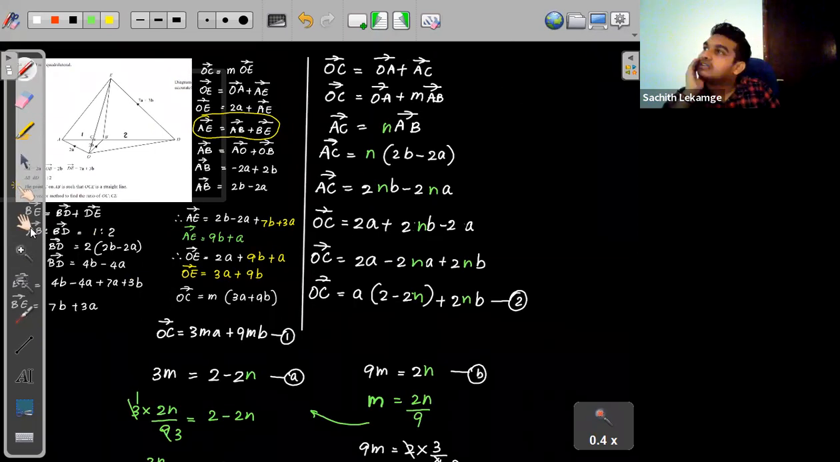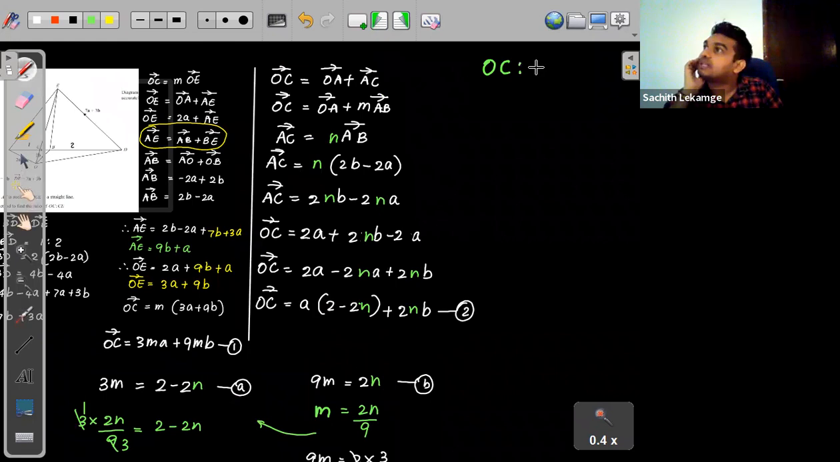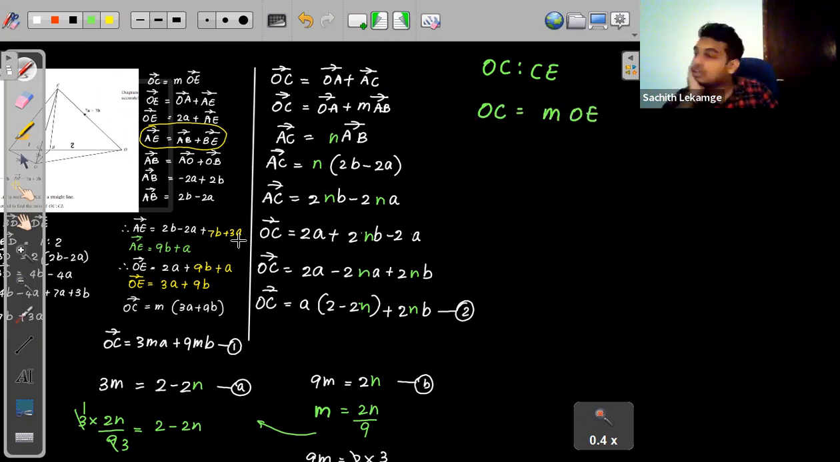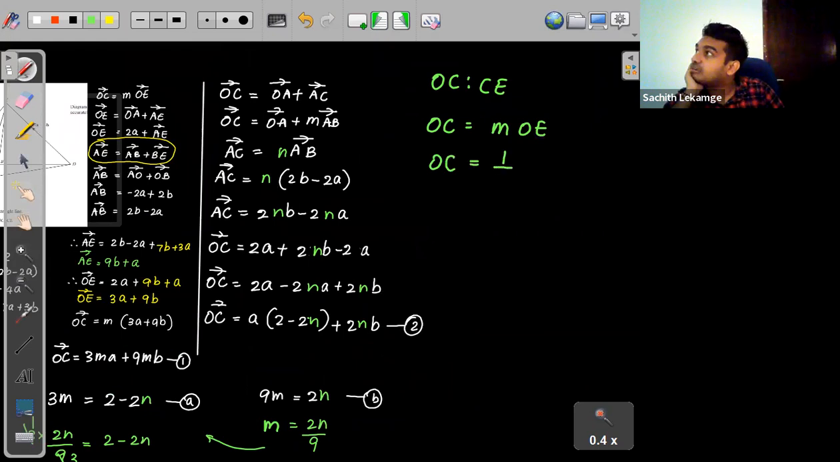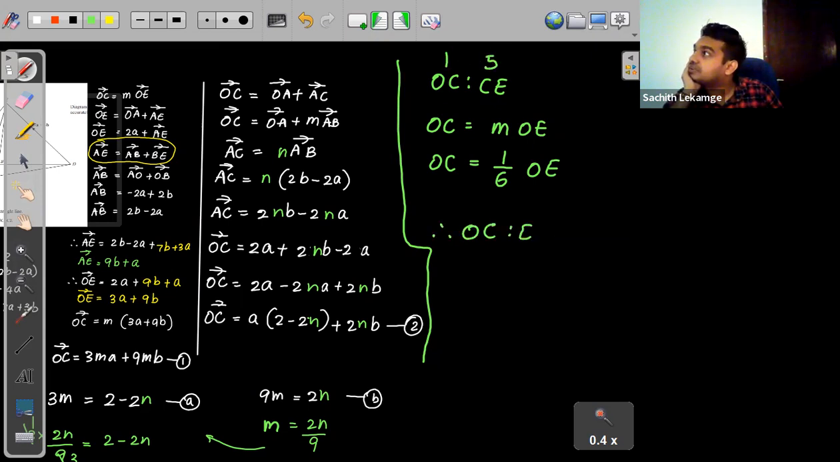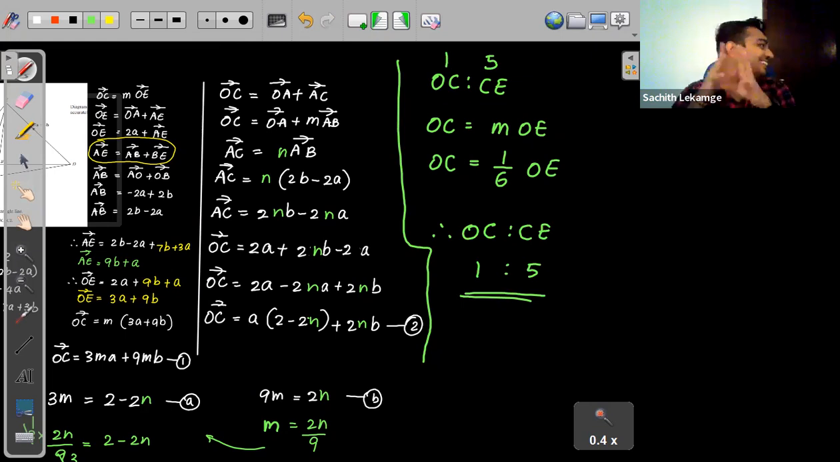Okay, anyway, now I need to check this. So I got OC to CE ratio, that is what I need. What is OC? m times OE. I found m, what is it? 1 over 6. OC is 1 over 6 times OE. Therefore, out of 6, how do you get 6? If this OC is one part, this should be 5 parts. Therefore, OC to CE ratio is 1 to 5. Got it?